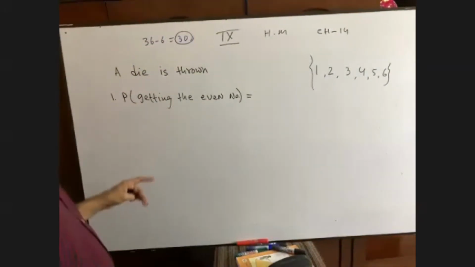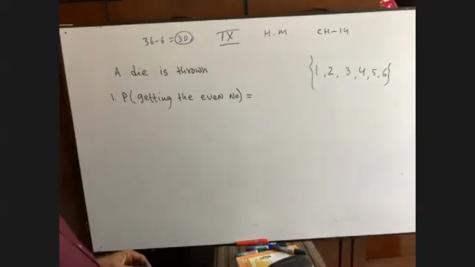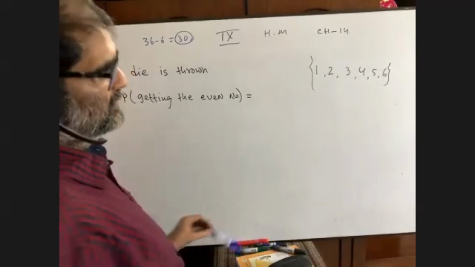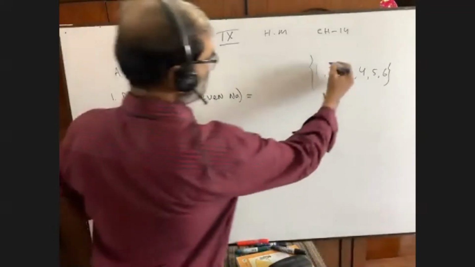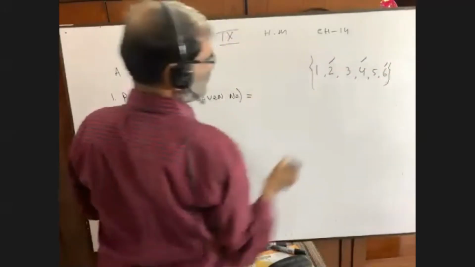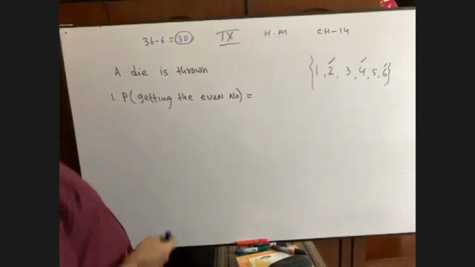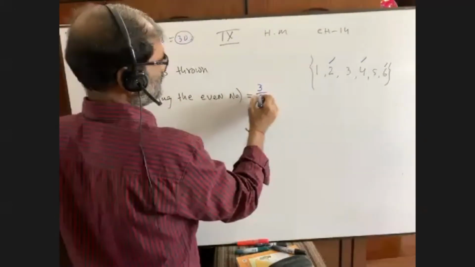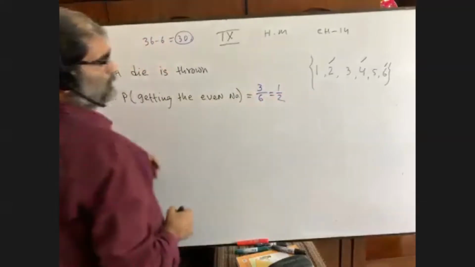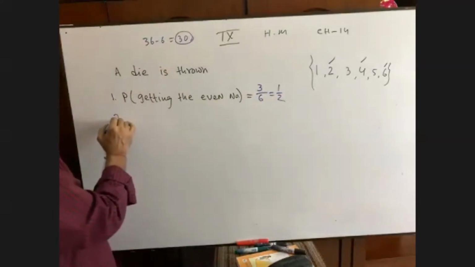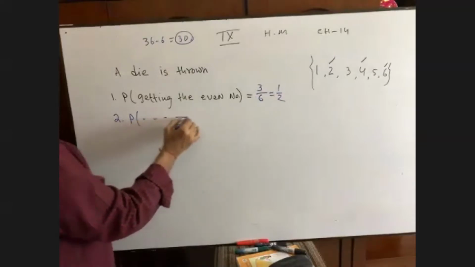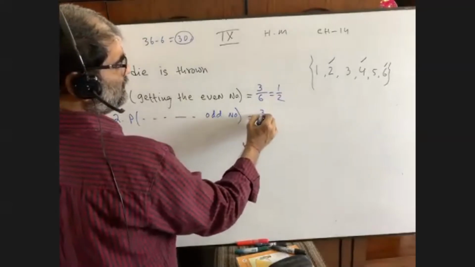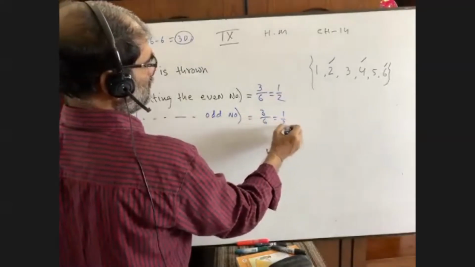Now, what is the probability of getting the even number? How many even numbers are there? This, 2, 4, and 6. So we are getting 3 by 6 equals to half. Now, the same thing, probability of getting the odd number. Same answer, half.